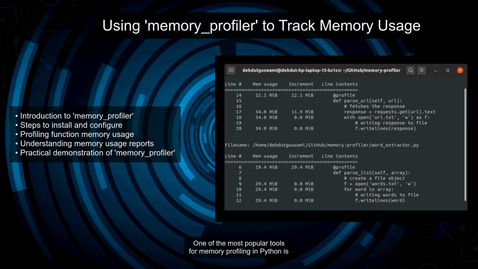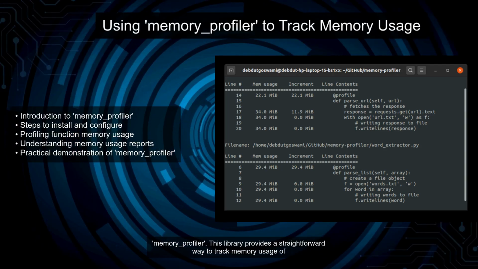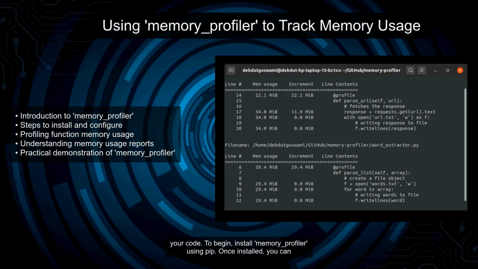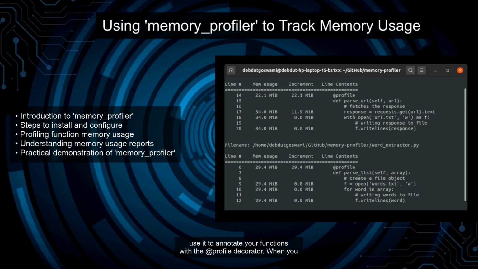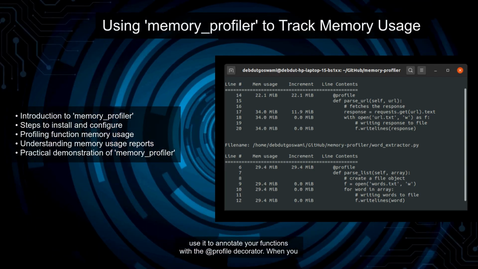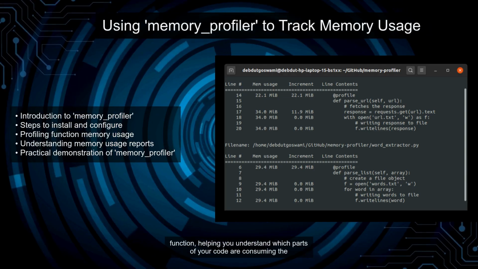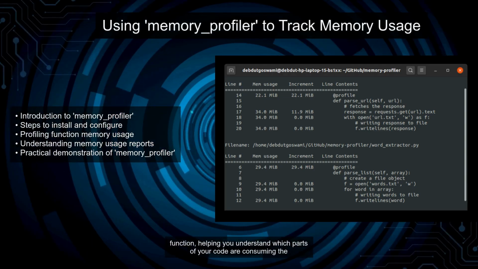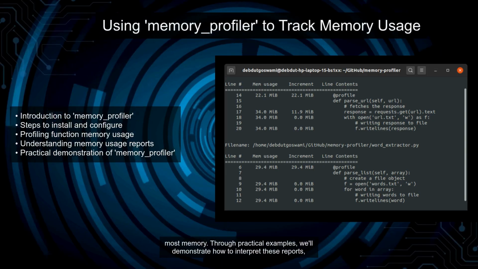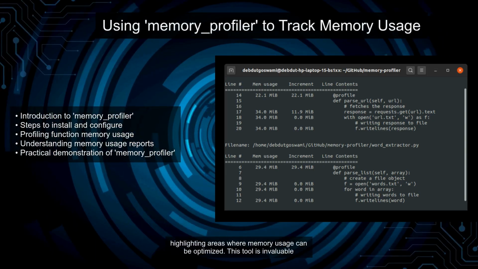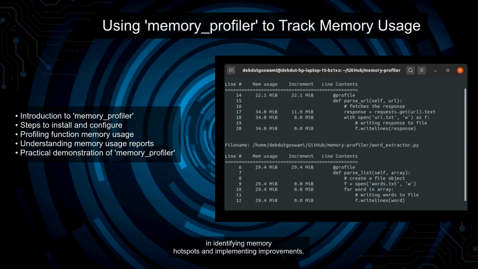One of the most popular tools for memory profiling in Python is memory_profiler. This library provides a straightforward way to track memory usage of your code. To begin, install memory_profiler using pip. Once installed, you can use it to annotate your functions with the @profile decorator. When you run your script, memory_profiler will output detailed memory usage reports for each function, helping you understand which parts of your code are consuming the most memory. Through practical examples, we'll demonstrate how to interpret these reports, highlighting areas where memory usage can be optimized. This tool is invaluable in identifying memory hotspots and implementing improvements.